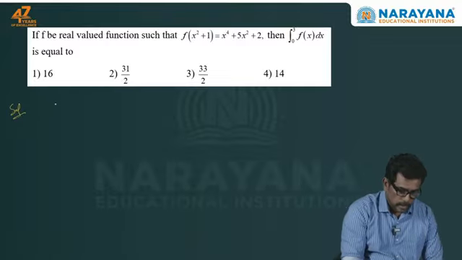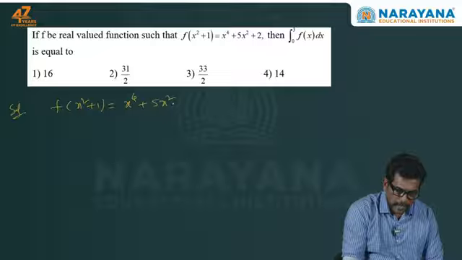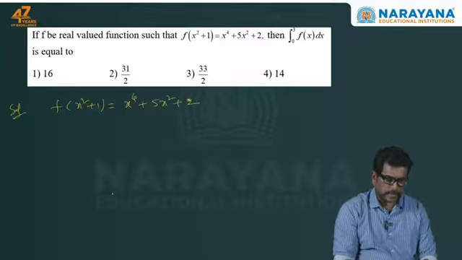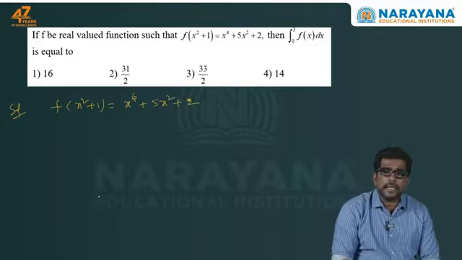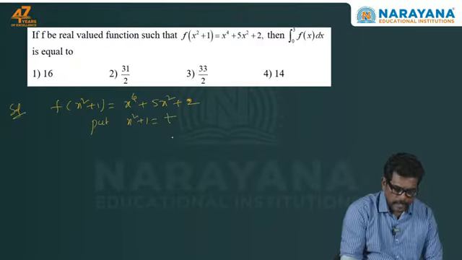In the solution, they are given f of x square plus 1 is equal to x to the power of 4 plus 5x square plus 2. Now, to find f of x, I am using the substitution. Put x square plus 1 is equal to t. By substituting x square plus 1 is equal to t, x square is equal to t minus 1.